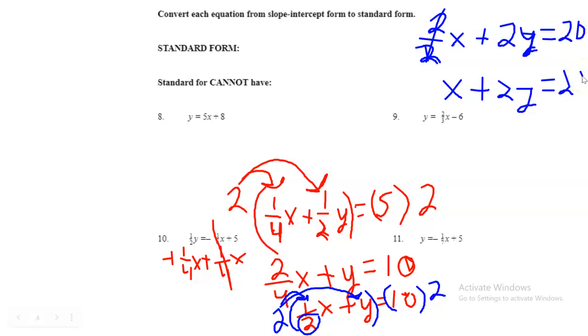Come on. Nope. Nope. It's equal to 20. It's supposed to be y. Okay.